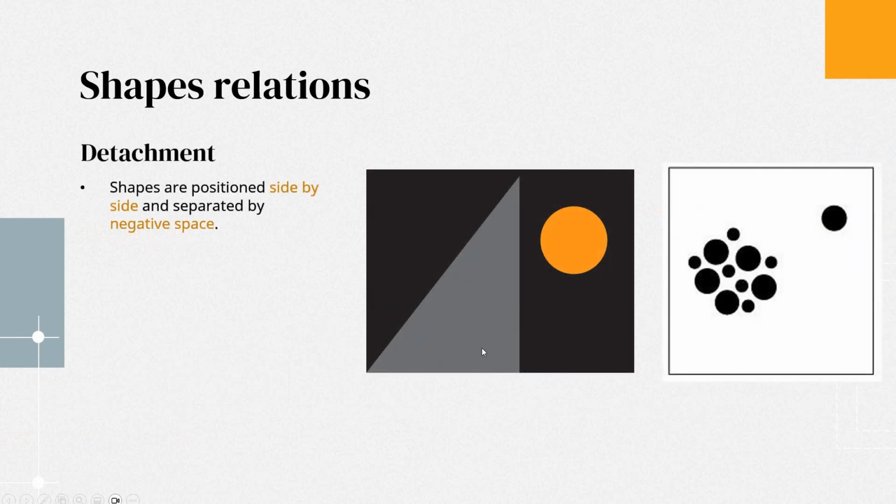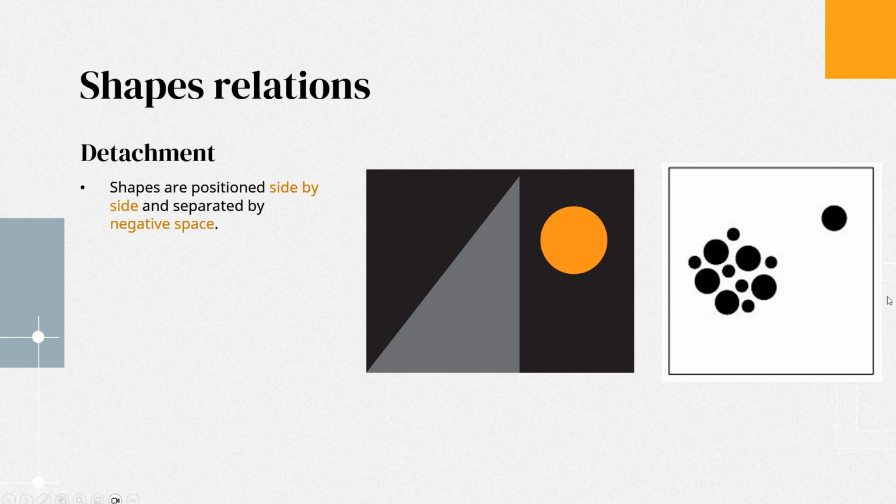Shape relations. We've got detachment. Shapes that are positioned side by side and separated by negative space we consider as detached. So this circle is detached from this triangle. How do we understand the detachment? Because we've got here a space. We call it a negative space, or a white space. By the presence of this space, we can understand that this object is detached from the other object.